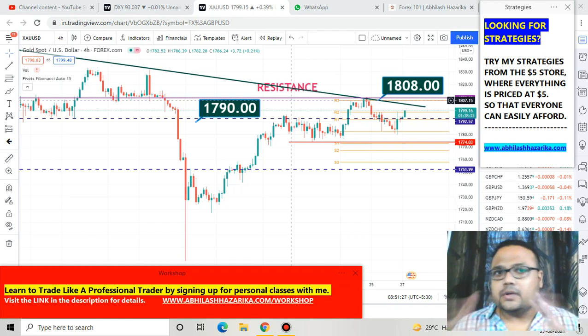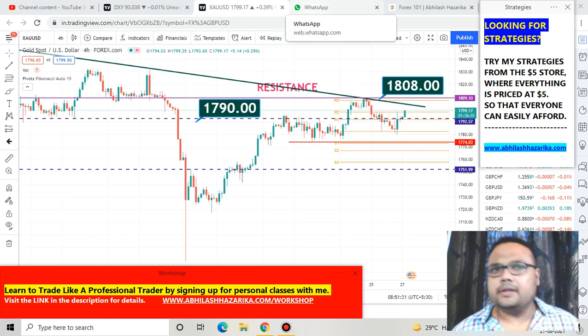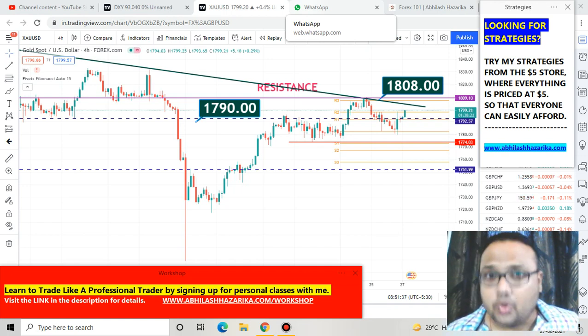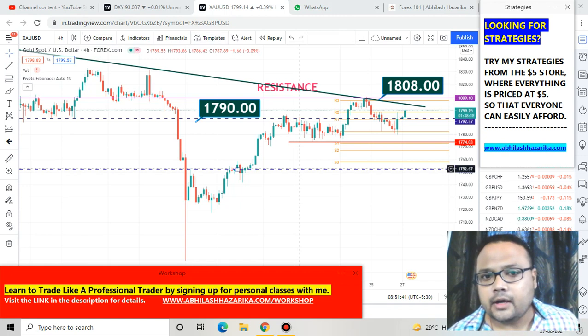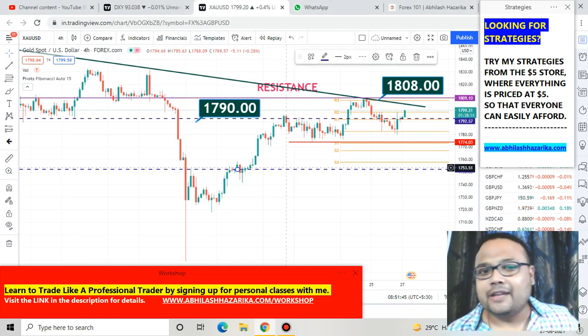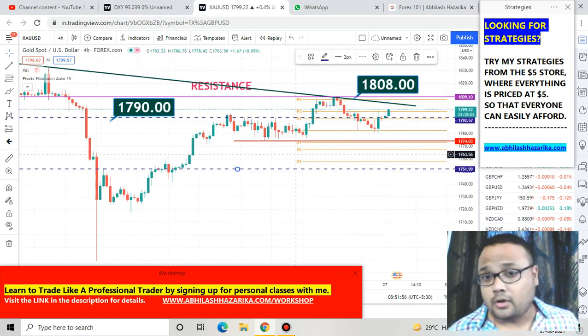So let's first try to understand what is going on in the chart of gold USD. Then we'll jump to the strategy, and what can be the best trading opportunity on the gold USD chart. Clear? First and foremost, like always, I will not be talking about the 1750 level, because right now we can see that this support of 1750 is quite far away from the current market price. So this support level is no longer required.